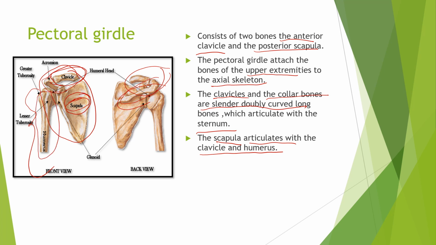See the diagram, is it clear to all? These 2 main bones, the anterior clavicle and the posterior scapula, are helping the appendages or the arm to join to the axial skeletal system. The clavicles, the collarbones, articulate with the sternum, and the scapula articulates with the humerus. So the pectoral girdle is clear to all, right?